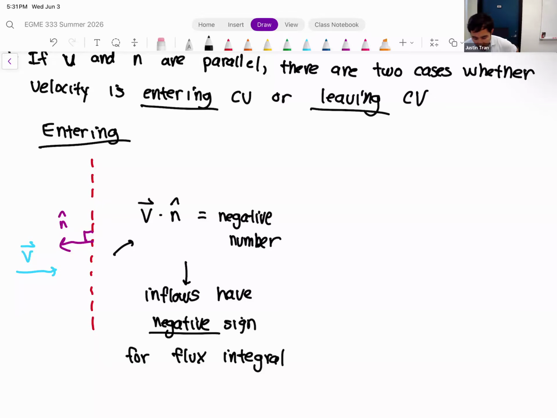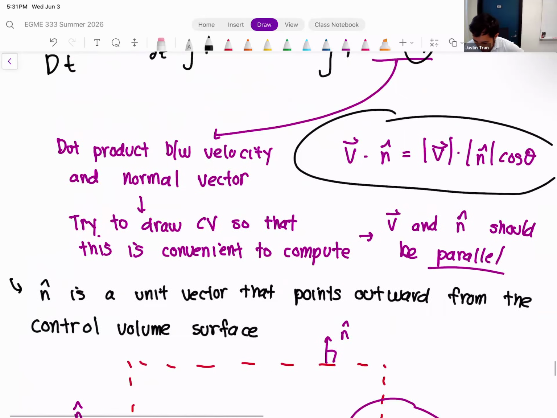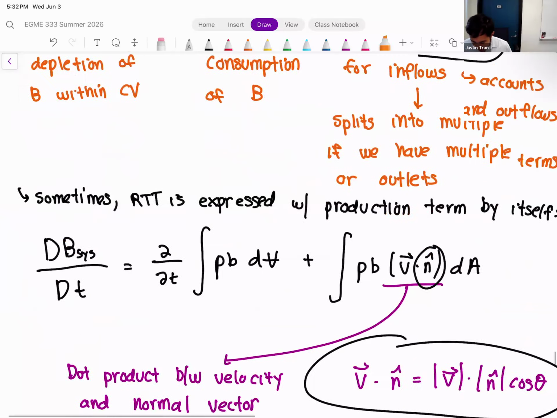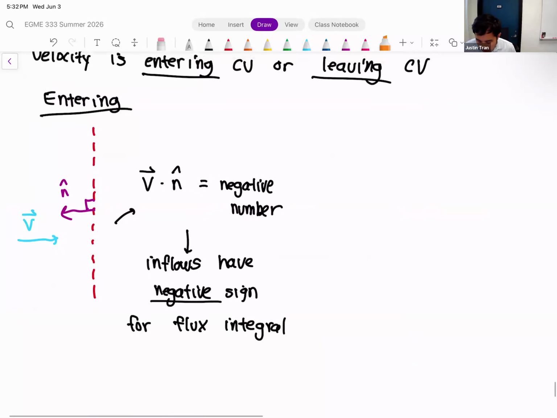But if you look back at our generic form for our Reynolds transport theorem, you'll see that there's this negative out in front of the flux term, right? And so because of that negative, if we have a negative for the inlet because of the dot product, then that's going to cancel that out. And of course, the opposite is true for outflows. So if we look at the same situation for flow leaving the CV.